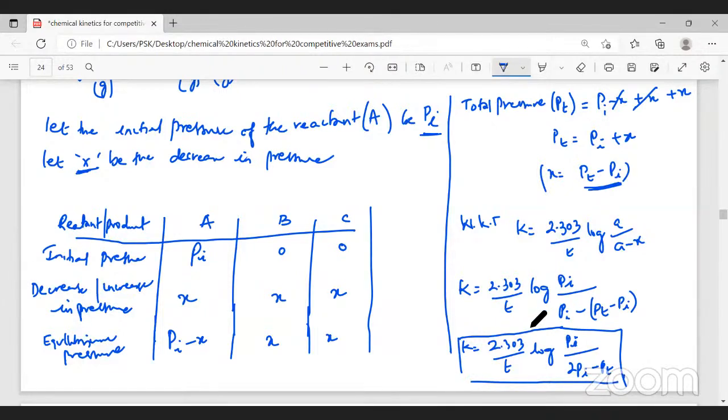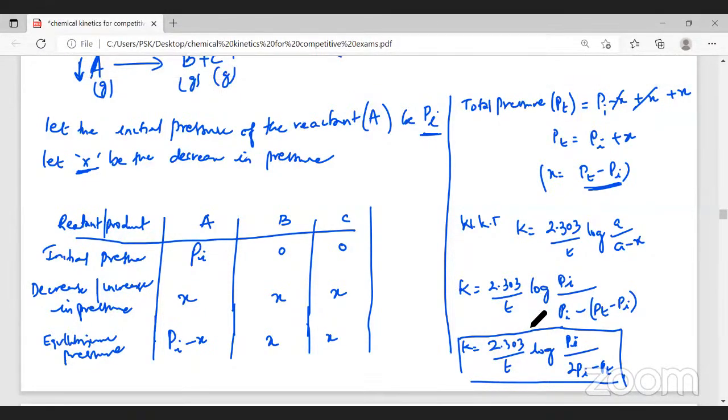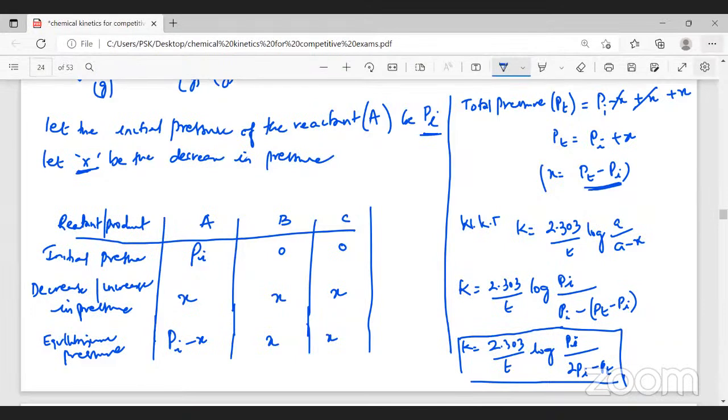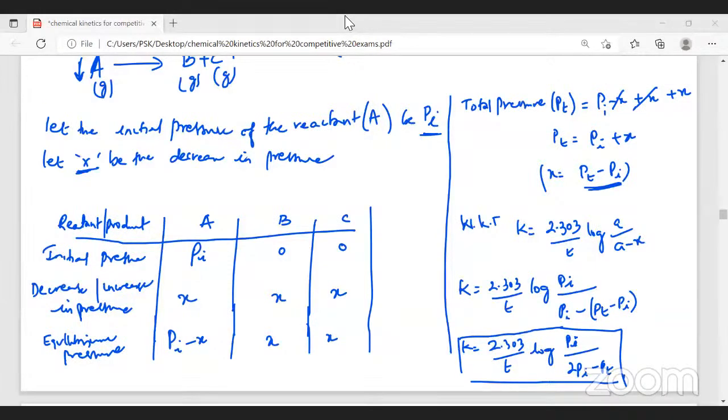Students, did you follow this? Yes, sir. Is there any clarification, students? No, sir. Any clarification? After a long time. Very nice. Ritika, good. Yes, sir.